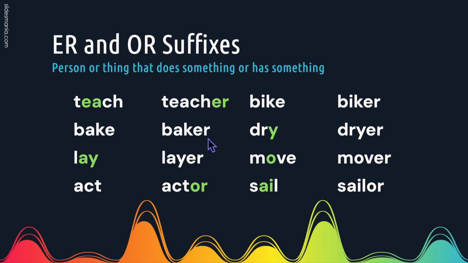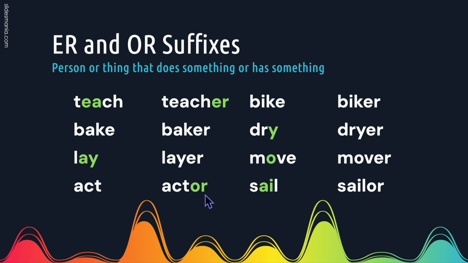Bake, baker. Y at the end of a short word usually has a long I sound. So here we have dry, dryer. AY says A, lay, layer. This O will have the sound of oo, move, mover. Act, actor.